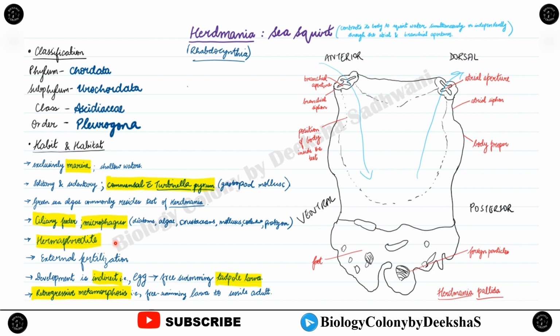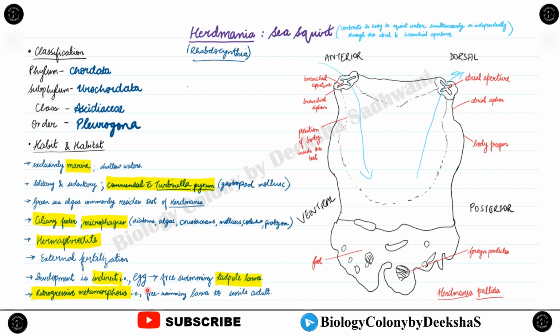Next, it is hermaphrodite, that is, both sexes are present inside a single organism. It has external fertilization, that is, fertilization occurs in the sea water as it is marine. Sperms and eggs are both released in the water, but here cross fertilization occurs as the timing of the release of the gametes is different. Egg is released before the sperm, so it is cross fertilization.